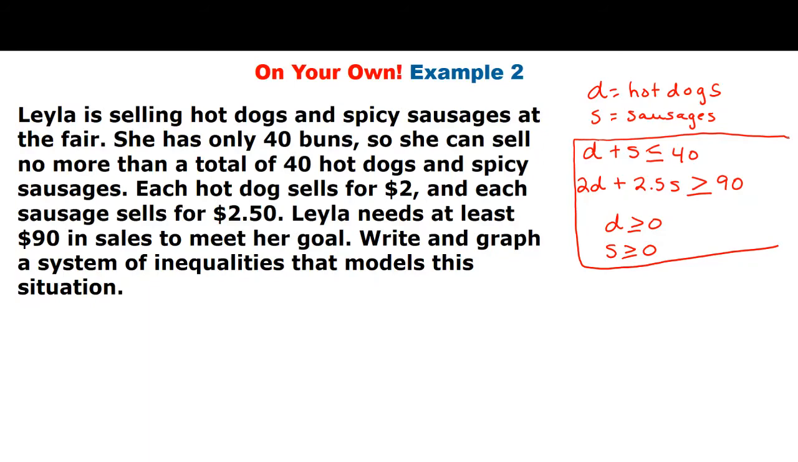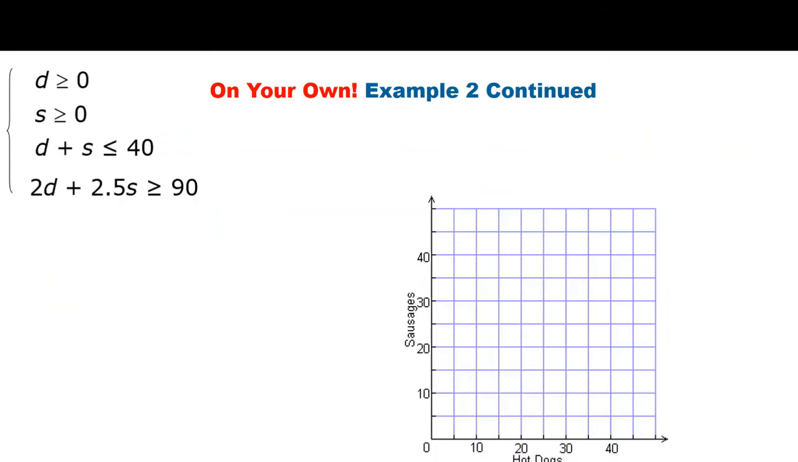So we've actually done the first part. It says write a system of inequalities, and now we're going to graph them. I've taken those inequalities and moved them over here, so let's go ahead and graph them. D is greater than 0 and S is greater than 0, which fills out our entire chart, so everything gets filled on that one. We're more concerned about our hot dogs and sausages, so let's start with D plus S is less than or equal to 40.